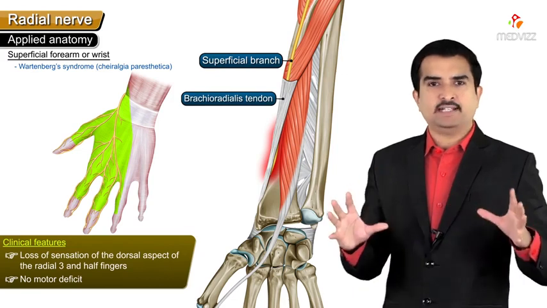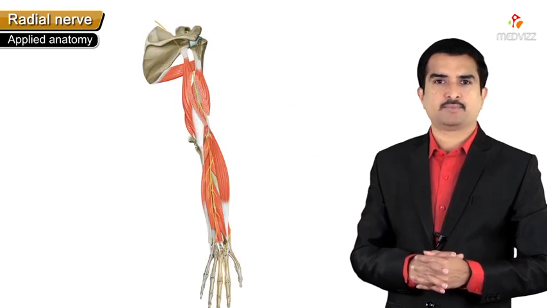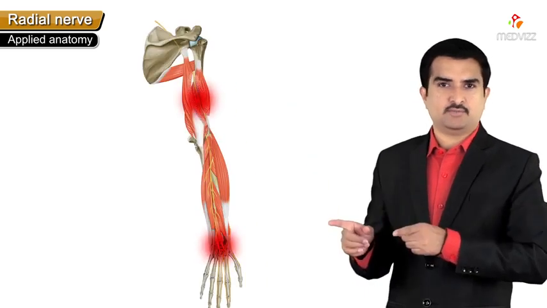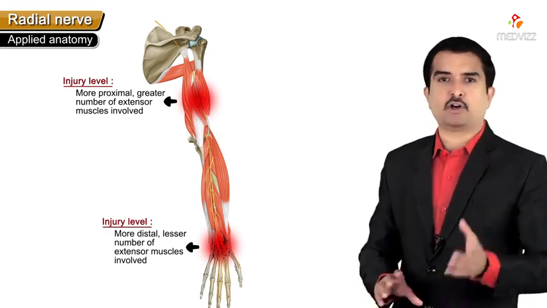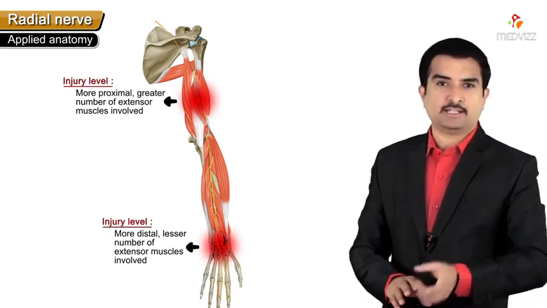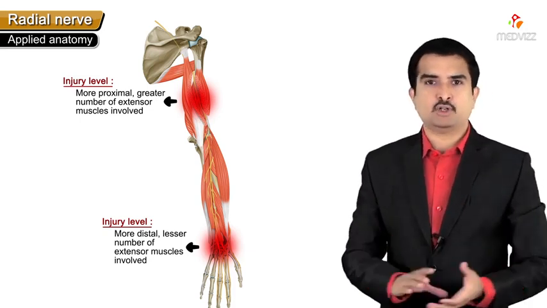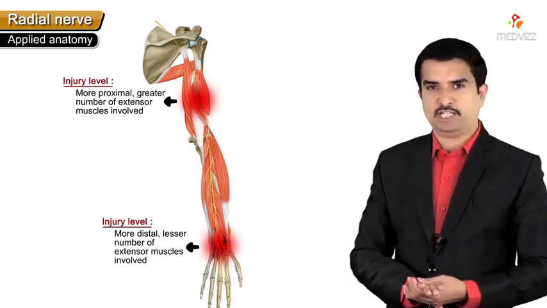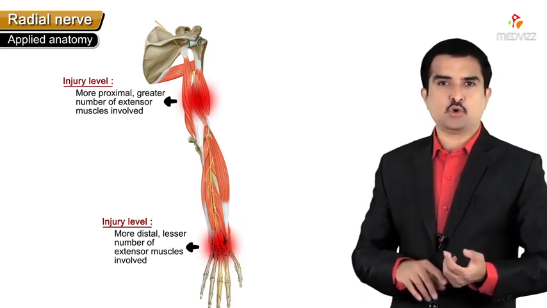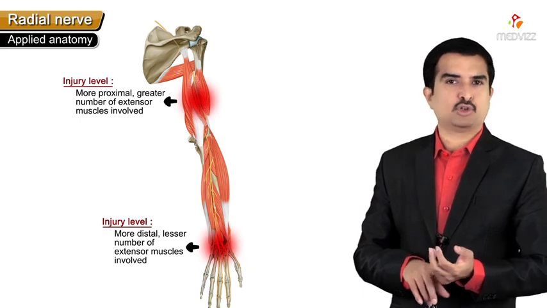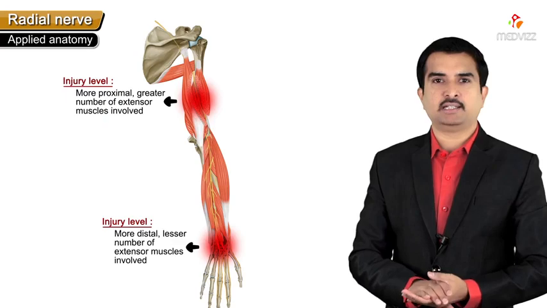Here we discussed all the clinical scenarios, but a point to be noted is that the higher the lesion, which means the more proximal the lesion, the greater the number of extensor muscles involved and the greater the degree of wrist drop. So this is about the clinical anatomy of the radial nerve. By this we completed the radial nerve, its origin, course and branches, that is motor and sensory supply, and we also discussed in detail the clinical anatomy.